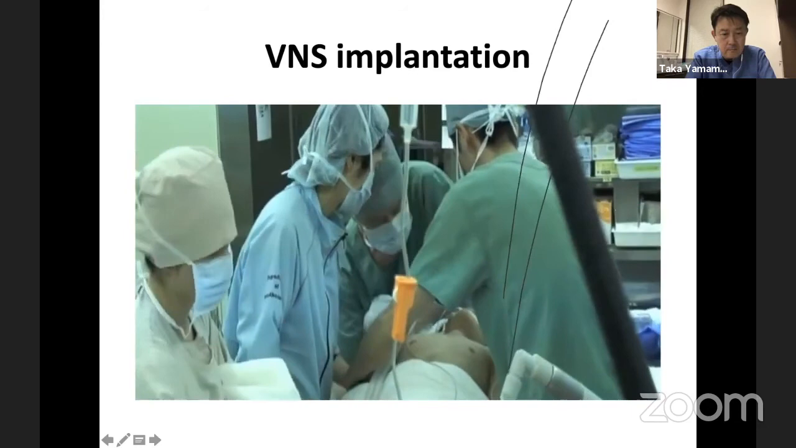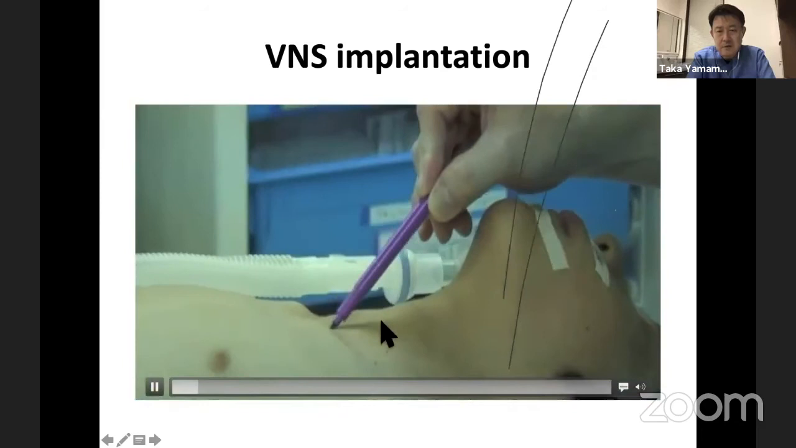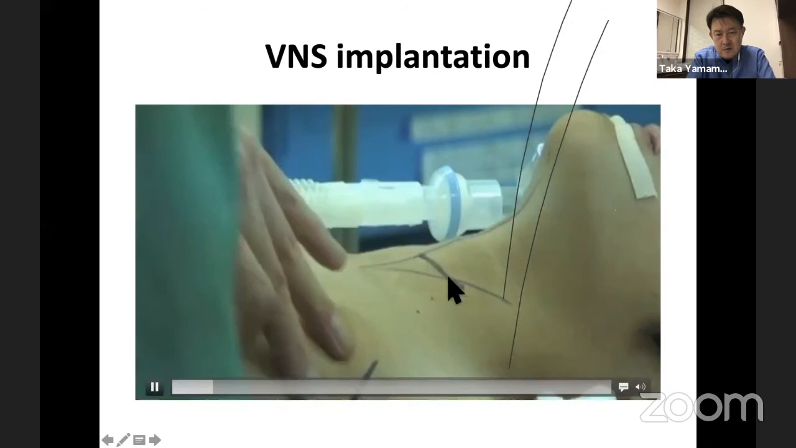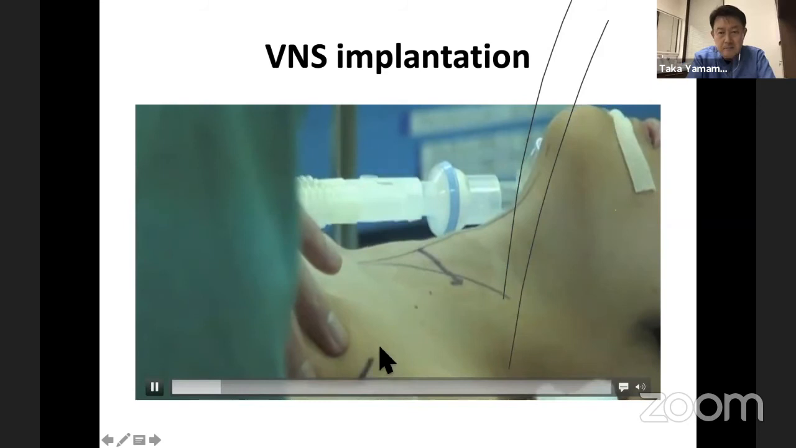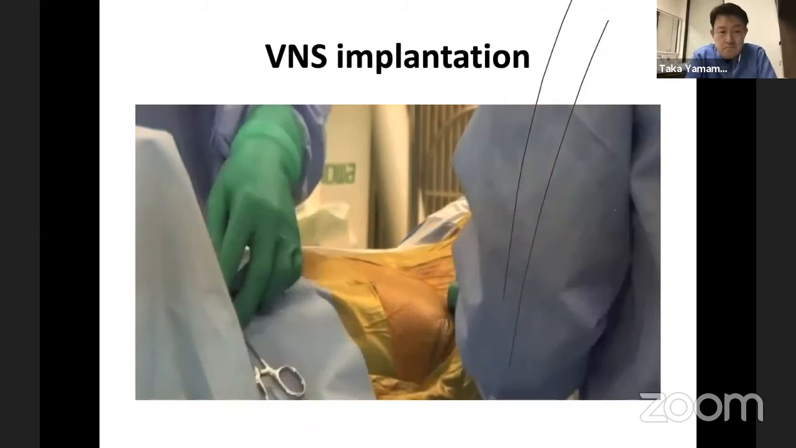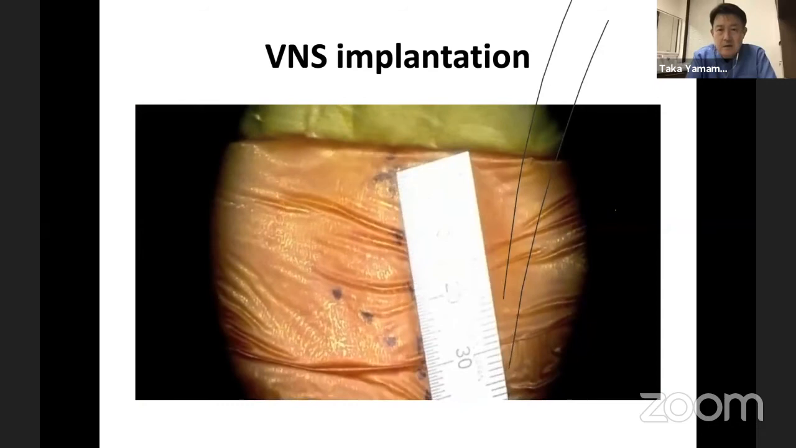And I put a roll under the spine for extension of the neck. This is the midline, and this is the anterior edge of the sternocleidomastoid muscle, and this is the skin incision, and also this is the incision for generator placement. We can perform this procedure with surgical loupes, but I think a microscope is better to control small vessels of the bleeding.